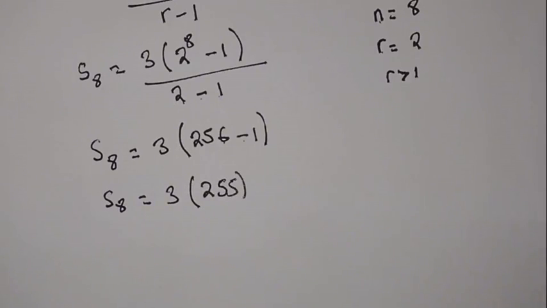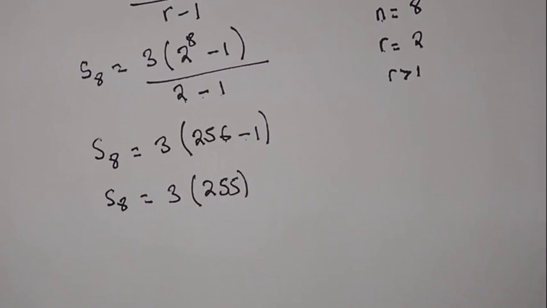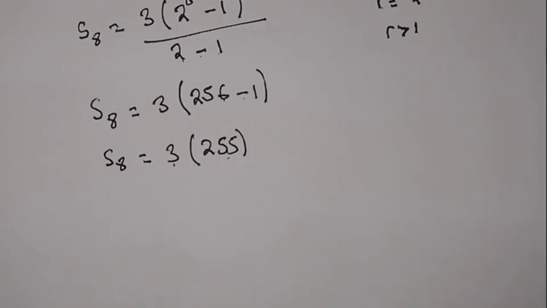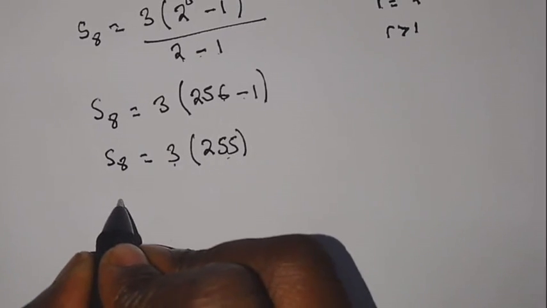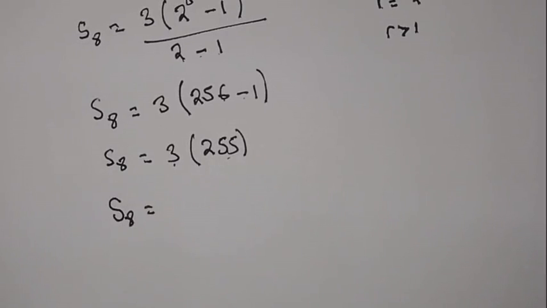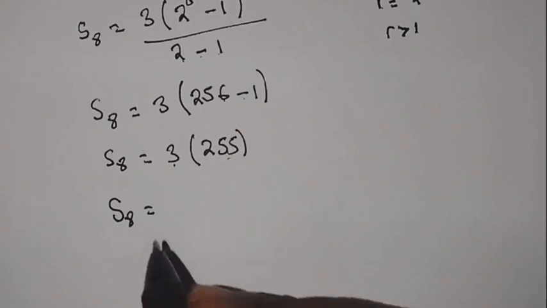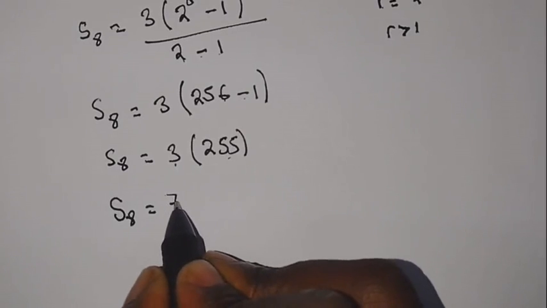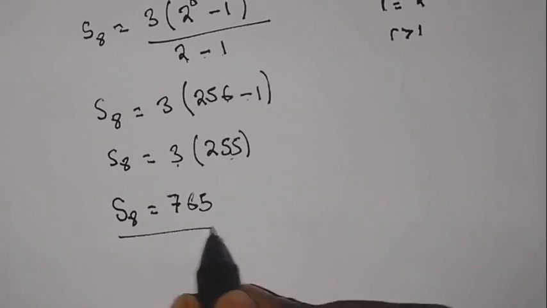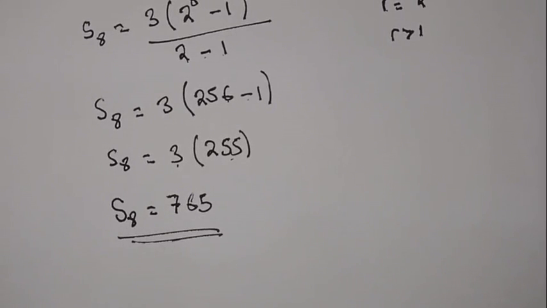255. Okay, so the only thing that is remaining is just to multiply 3 times 255. So when you multiply, you're going to have S subscript 8 is equal to 255 times 3, which will give us 765. So this is the sum of the 8 terms.